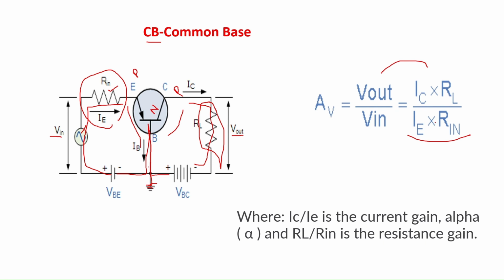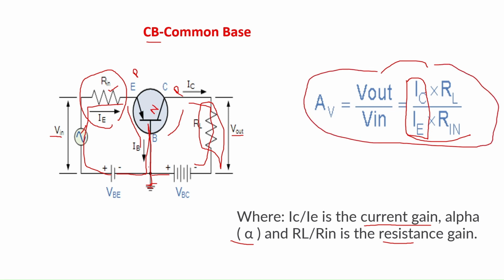This IC by IE is called the current gain of common base configuration. It is denoted by alpha. Then RL by RIN is the resistance gain. Together this is the voltage gain, and IC by IE is the current gain. RL by RIN is the resistance gain.